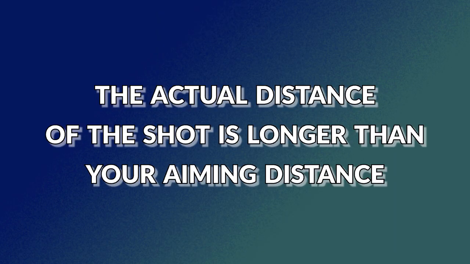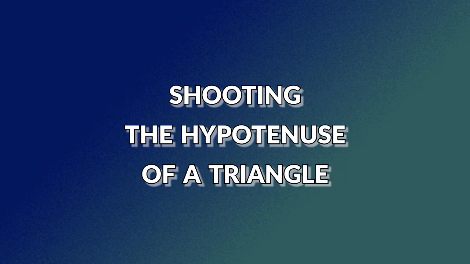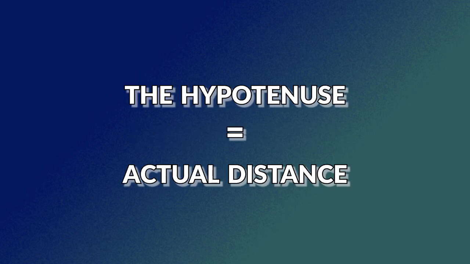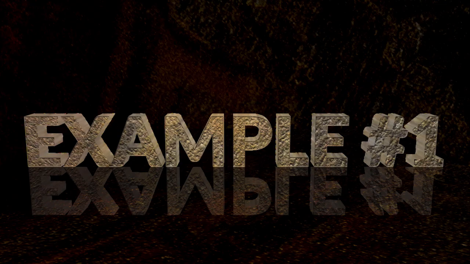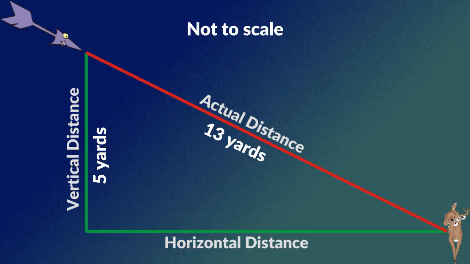When you shoot down from a tree stand or up from a gully, the actual distance of the shot is longer than your aiming distance. This is because you're shooting the hypotenuse of the two legs of the triangle, and this can add as much as 40% to the shot distance for some extreme shots. Looking at two examples, in example 1, you're up a tree 5 yards and the deer shows up 13 yards away on the hypotenuse, the sloping side of your triangle.